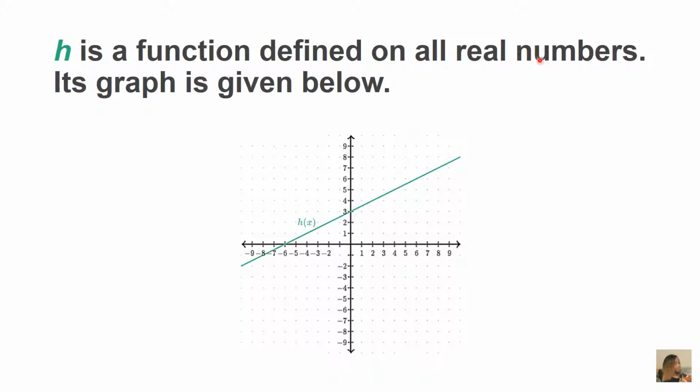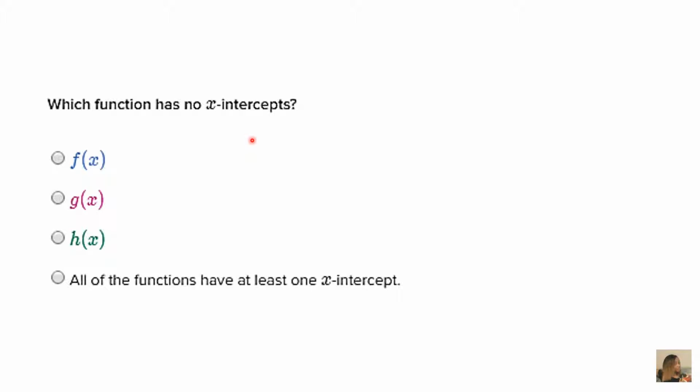H is a function defined on all real numbers, as shown below. All right, and here goes the graph. The question that I want to pose to you is, which function has no x-intercepts? Is it f of x, g of x, h of x, or all of the functions have at least one x-intercept?